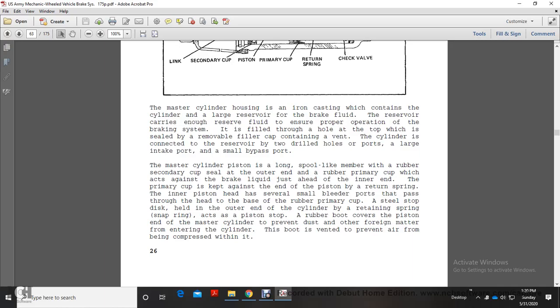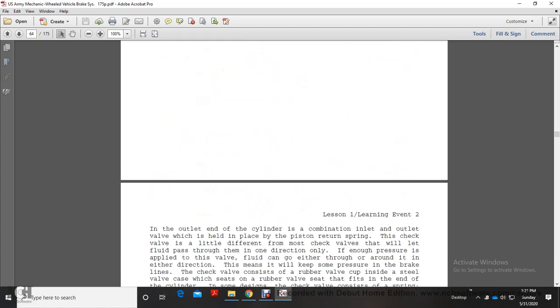Seal stop of the disc, then the outer end of the cylinder is retained by a snap ring with the piston stop. The rubber boot covers the piston end of the master cylinder and prevents dust and other foreign material from entering the cylinder. This boot also prevents air from being compressed within it.